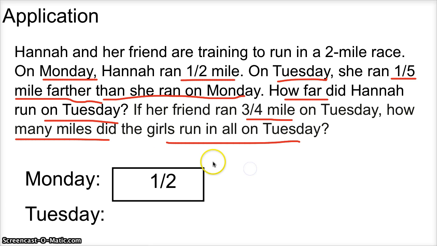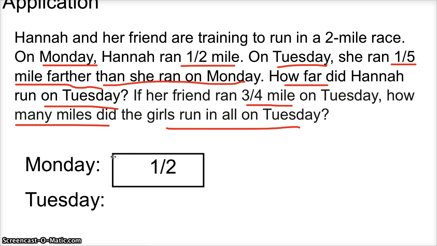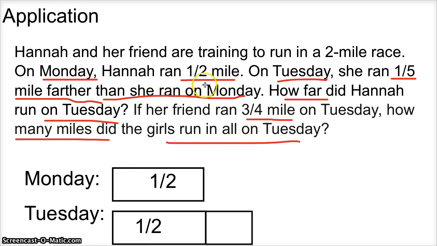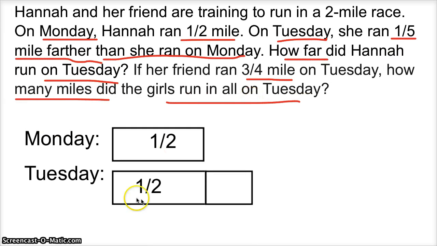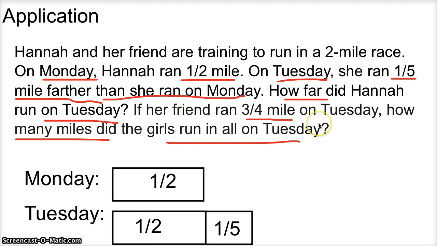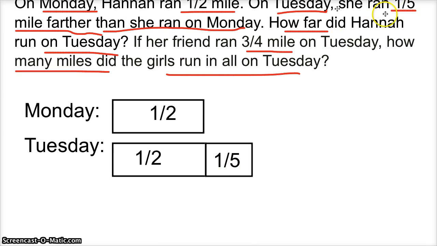Okay, so the first thing I've done is drawn a picture, because if you can draw a picture with a word problem, it always makes it easier. So Monday, I just made a box, and that box is a half a mile. So she ran a half a mile. Then on Tuesday, she ran a fifth of a mile farther than she ran on Monday. So how far she ran on Monday, and then a fifth more, because it says a fifth mile farther than she ran. So she already ran this much, and then she's putting that with it too. So what do I need to do with this half and this fifth to figure out how many miles altogether she's run?